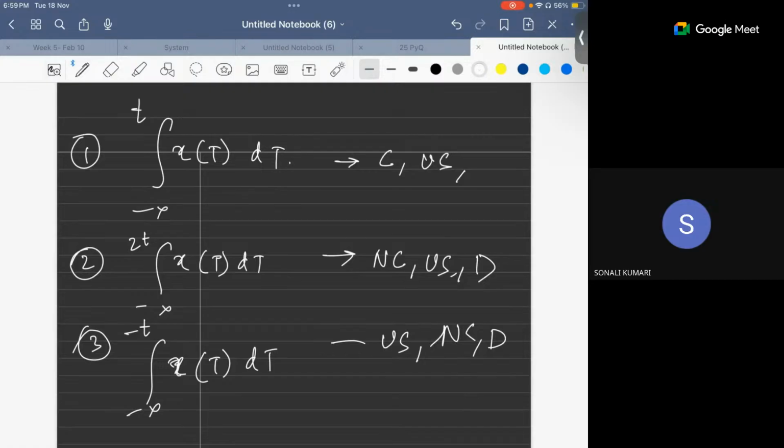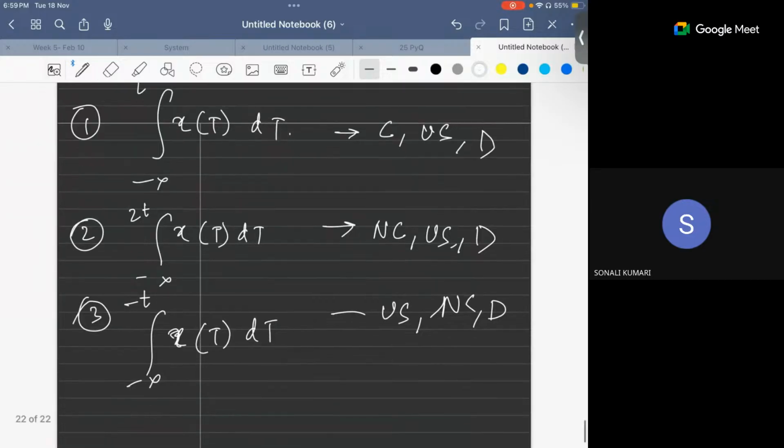Why is that dynamic? It depends upon the future and the past values. I guess it will be dynamic because it is depending upon the past, minus infinity to t. So it will also be dynamic. Yes, this is dynamic. Correct.